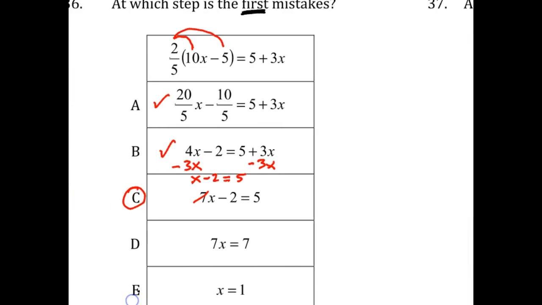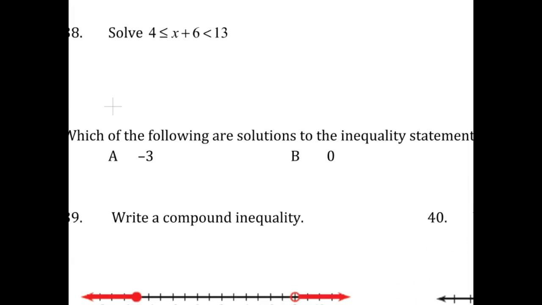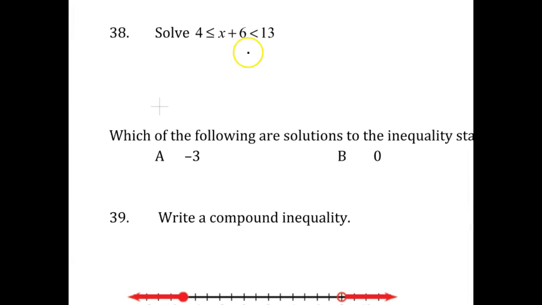Okay, let's go over to the next page, 38. Okay. Got some compound inequalities here. So with these, we have 3 parts. We have left, middle, and right. So always start where the variable is. Here it's in the middle, and we have a plus 6, so we're going to do a minus 6. We're going to do it to all 3 places. So 4 minus 6 is negative 2. And we got 0 here, so just the x is left over. And 13 minus 6 is 7.